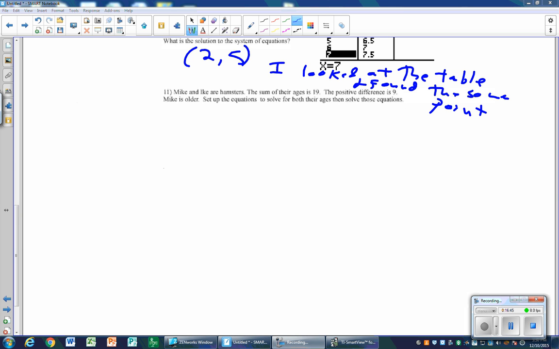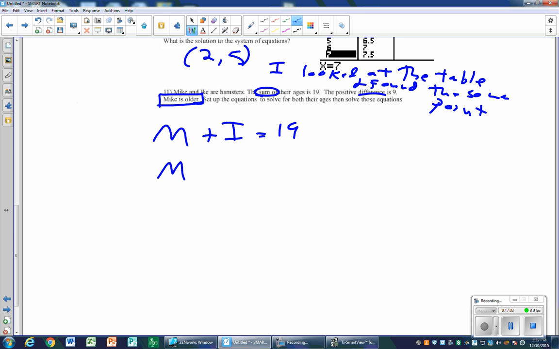So remember, the first thing you do is circle or underline important words. Now, the sum of their ages is 19. Mike plus Ike equals 19. The difference, Mike is older, Mike minus Ike is 9. That's the positive difference. Mike is older, Mike's the bigger number, that's why we're doing it.